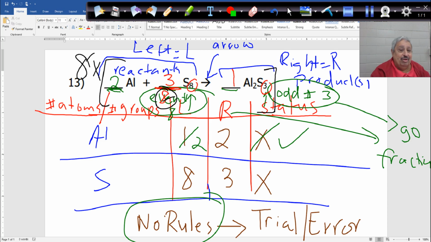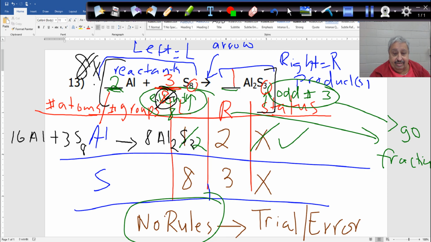That will be 8 multiplied by 2. Now I have 16 aluminum plus 8 multiplied by 3 over 8. The 8 with the 8 cancels out. So it will be 3S8, correct? And then 2.1 multiplied by 8 gives 8Al2S3.